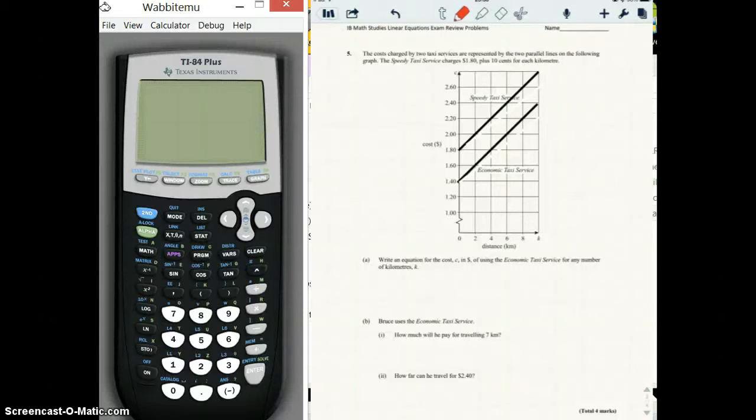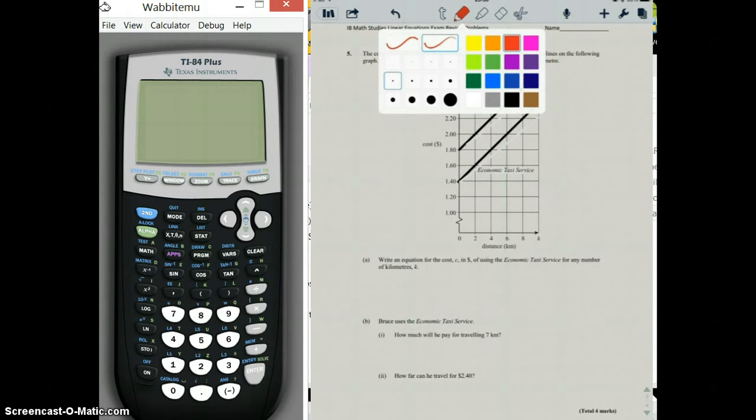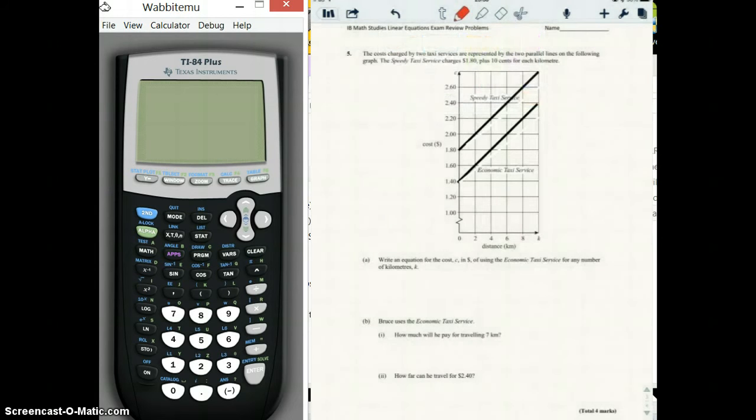Okay, now continuing on with problem number 5. The costs charged by two taxi services are represented by the two parallel lines on the following graph. Speedy taxi service charges 180 plus 10 cents per kilometer. And that would be this line.